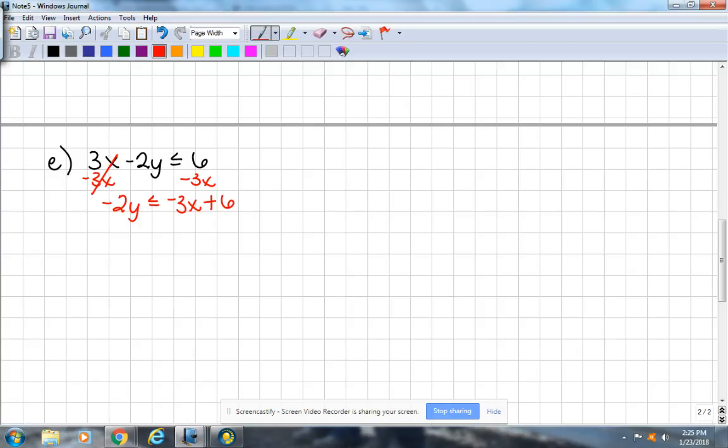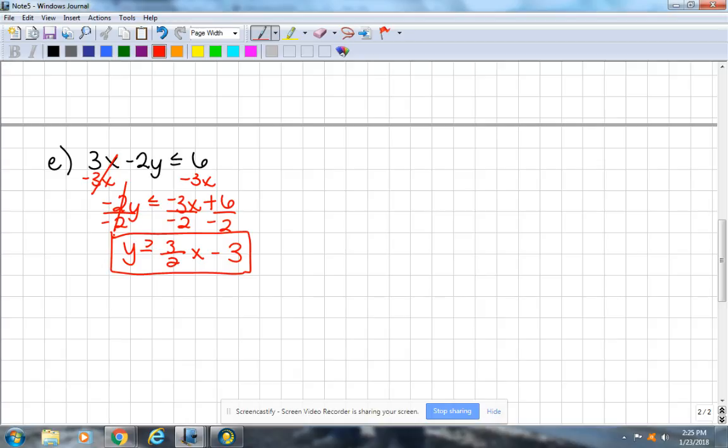And then I divide everything by negative 2. And remember from last chapter the rules for inequalities. If we divide everything on both sides by a negative, we have to flip our symbol, right? So a negative divided by a negative is a positive 3 over 2. And positive 6 divided by negative 2 is negative 3. And now it's in slope-intercept form. So any questions about how we got that in slope-intercept form?